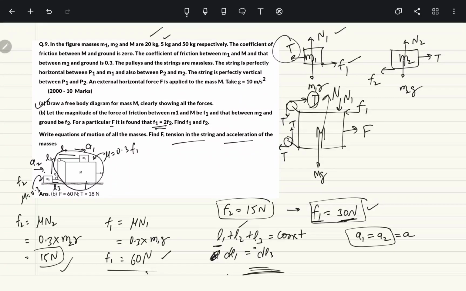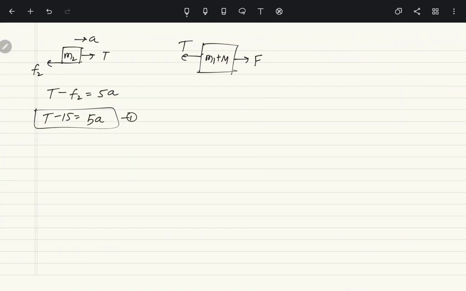this one, right? So this is the force acting on the system, the external force. We'll consider these two forces here, and there's no friction between them, and the system is moving with acceleration a. The equation will be F minus T is equal to M1 plus capital M, which gives us 70 into a. Now if we add these two equations, we'll get F minus 15 is equal to 75a, so F equals 15 plus 75 into a.